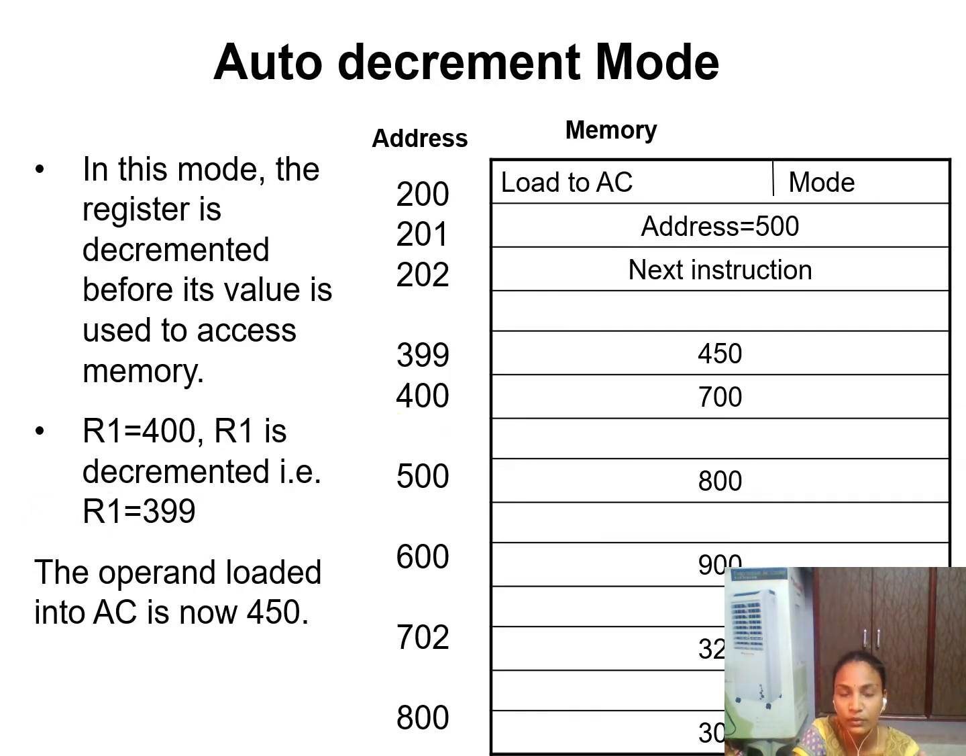Auto decrement mode. As the name specifies, it is decrement mode, but here post decrement doesn't happen, pre-decrement happens. Let us see. Here the R1 value, the corresponding register value, is 400. First it is decremented by 1. So the register value is 399. 399 is the effective address. If we go to 399, we can find the value of the operand. So the value of the operand is 450, which is to be loaded into the accumulator.